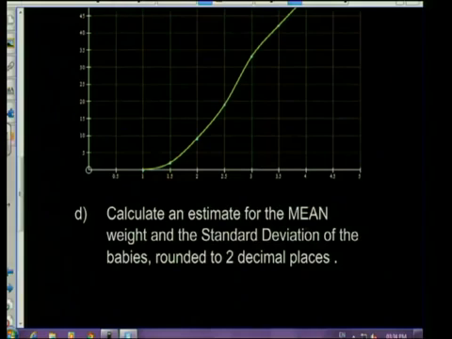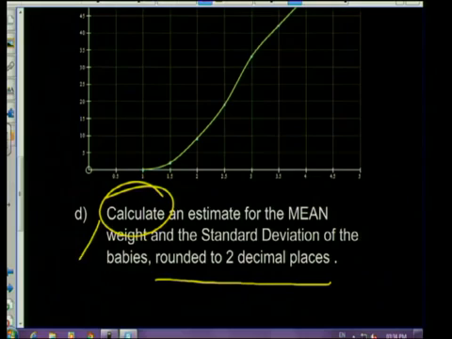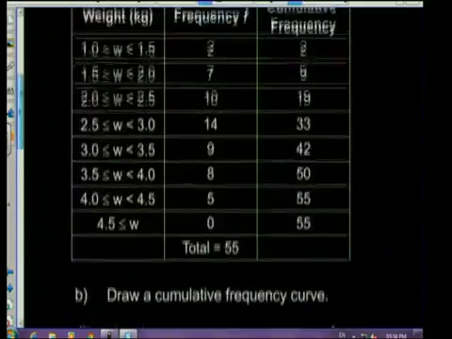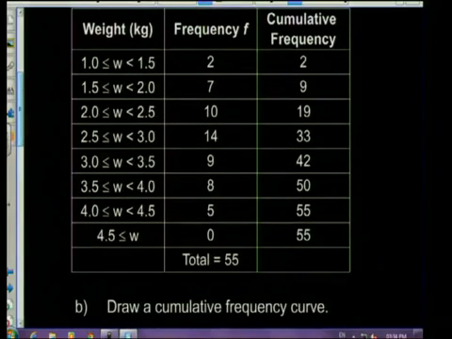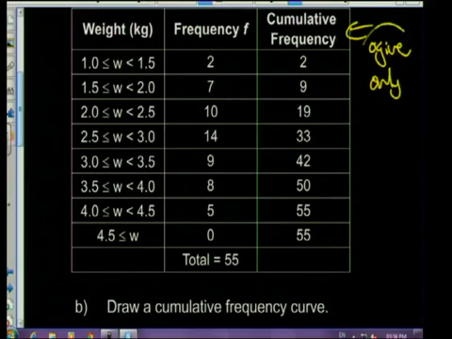So I've drawn the graph, and now it says calculate an estimate for the mean weight and the standard deviation of the babies, rounded to 2 decimal places. Now, when they say calculate, unless they say anything otherwise, use a calculator. Let your calculator work it out for you. This would probably only be worth 2 or 3 marks or so. So let's go and look at the table, because I need the table of values. The cumulative frequency is used for the OJAV only. So when you're drawing an OJAV, you need the cumulative frequency. But if you're calculating an estimate for the mean, or the standard deviation, you're working with the frequency.